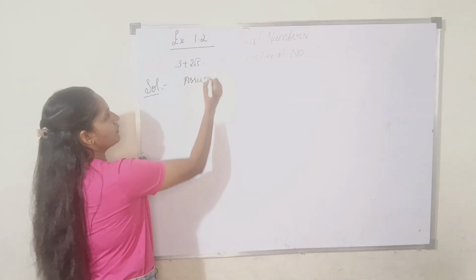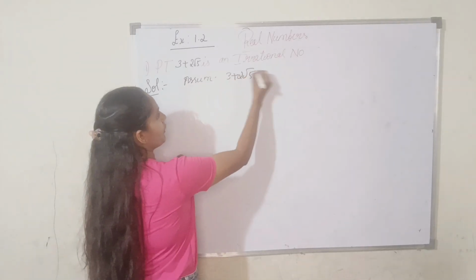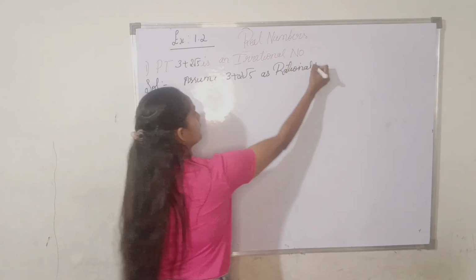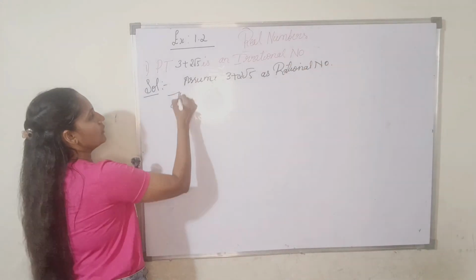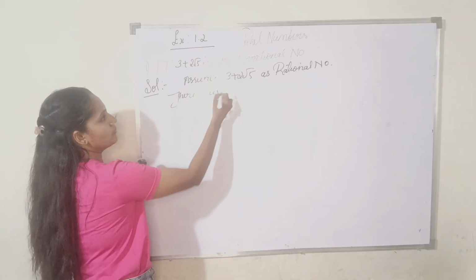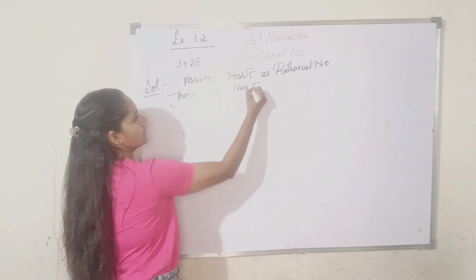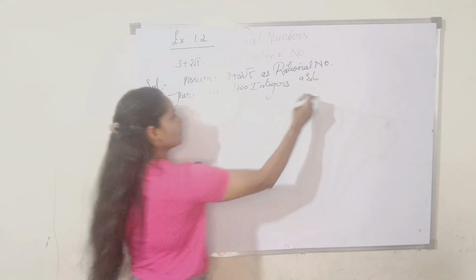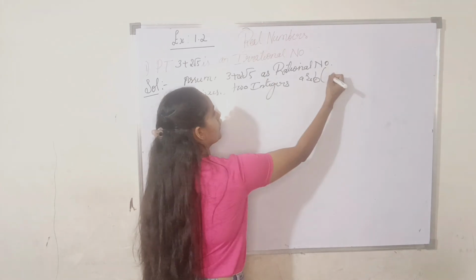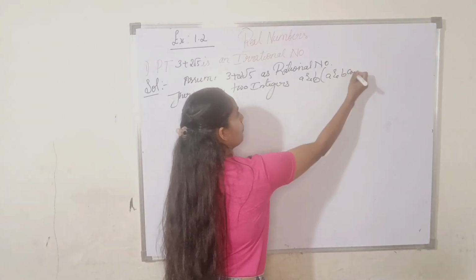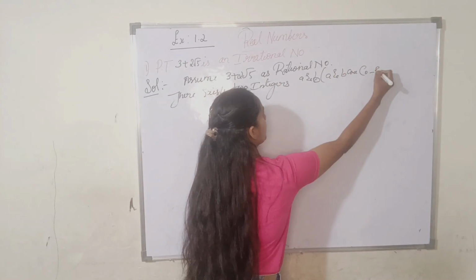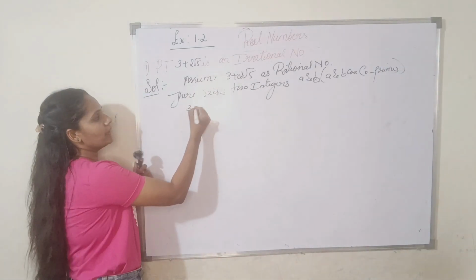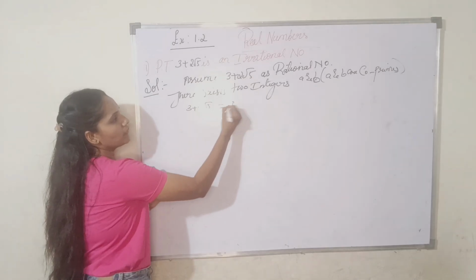Just we will solve this. Assume 3 plus 2 root 5 as a rational number. There exist two integers, a and b. As we know already, a and b are co-primes. So let's write 3 plus 2 root 5 is equal to a by b.